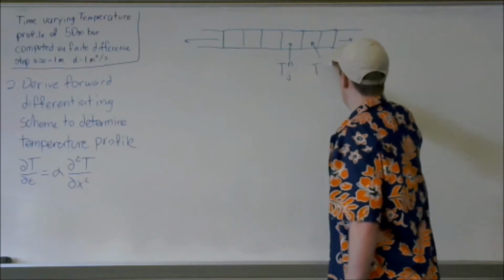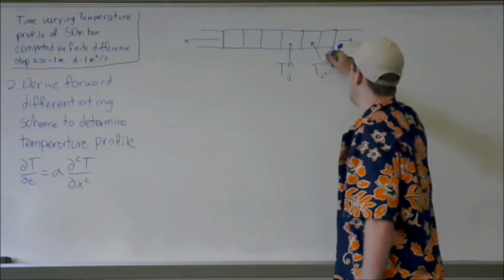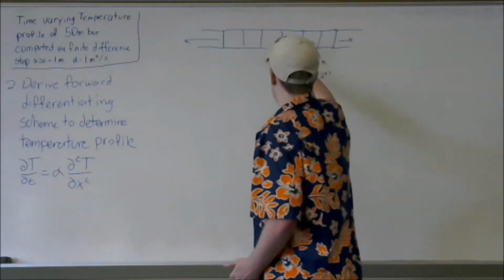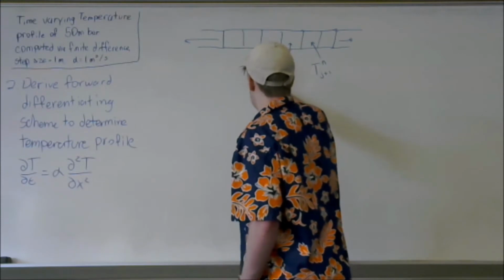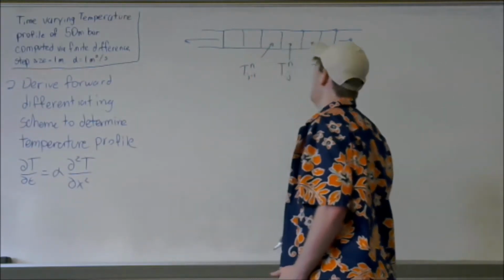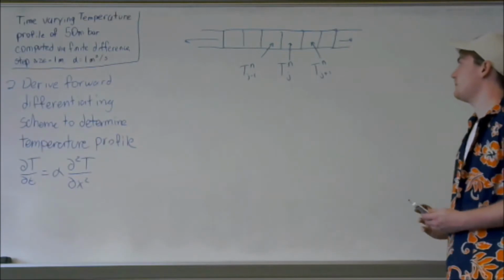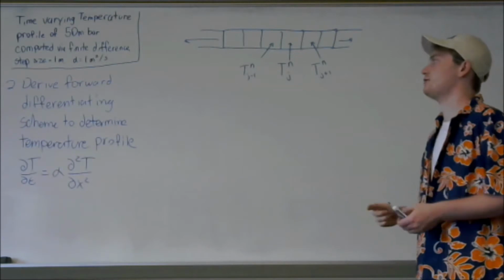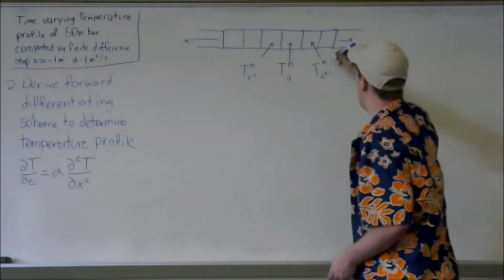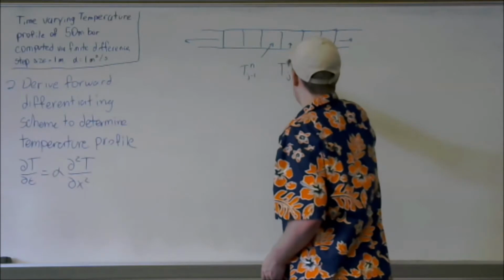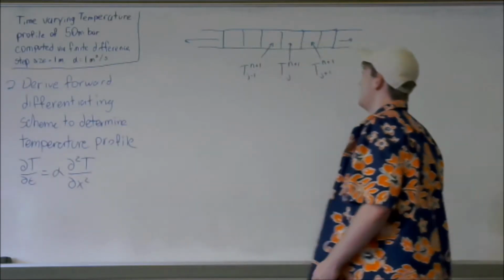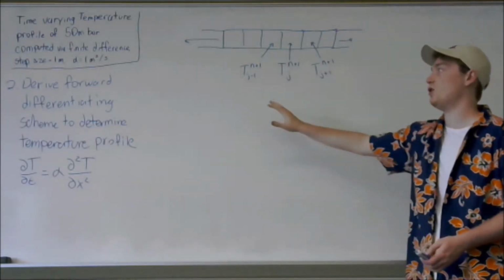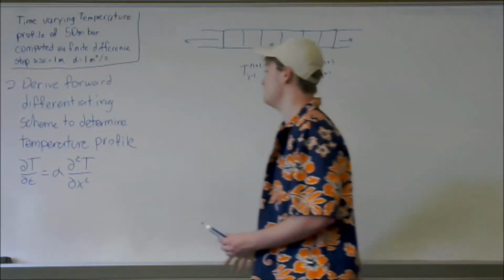That bar is going to have a temperature at j plus 1 and n, just like that. And the same idea goes for the bar behind it. It has a temperature of j minus 1 and n, just like that. Now let's say we keep looking at this bar, but we go one time step further into the future. That would mean our n value goes plus 1 for all of these, just like that. So that is how we're going to describe our temperatures as we go and derive this forward differentiating scheme.